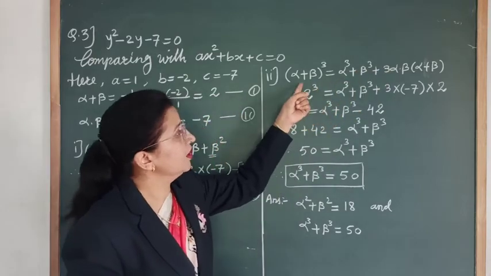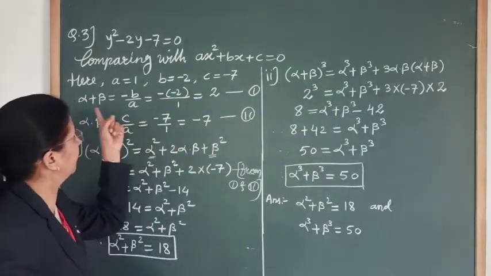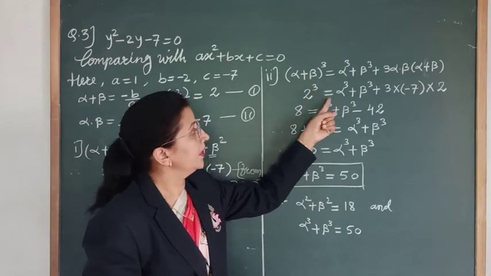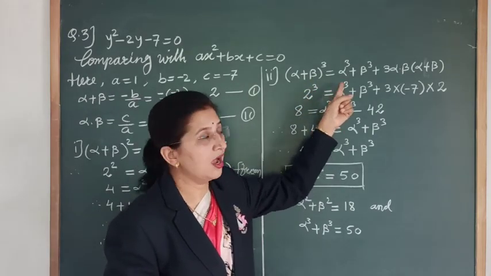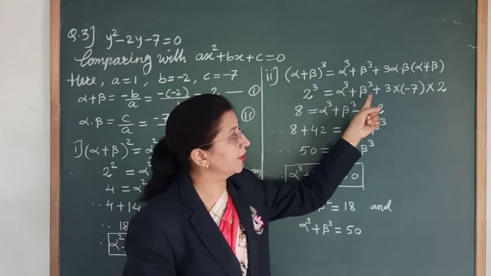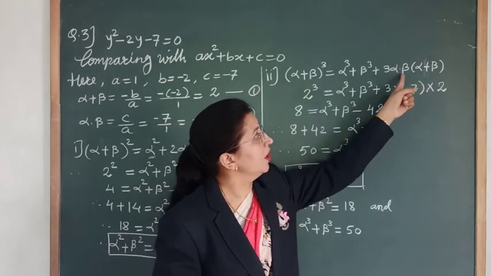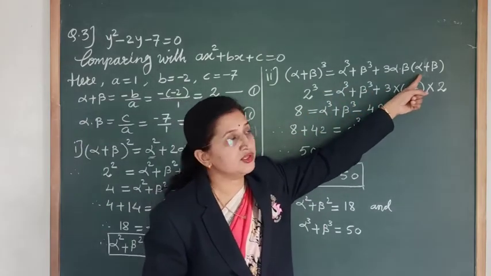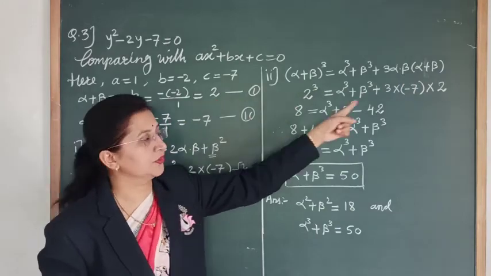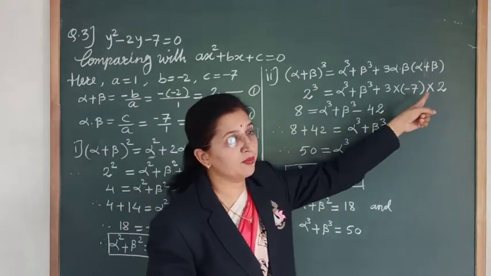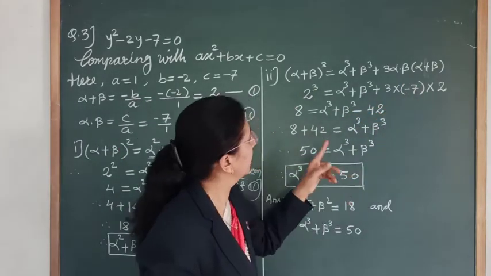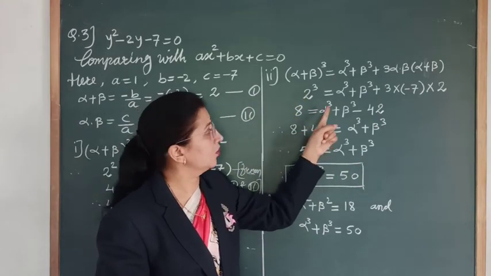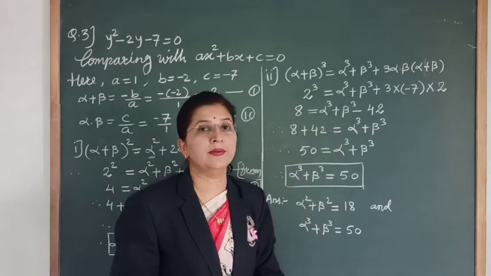Now what is the value of alpha plus beta? That is 2 cube, is equal to alpha cube plus beta cube plus 3 into the value of alpha into beta, which is negative 7, into alpha plus beta, that is 2. Here also we have put these values from first and second. Now let's solve. Cube of 2, that is 8, is equal to alpha cube plus beta cube.